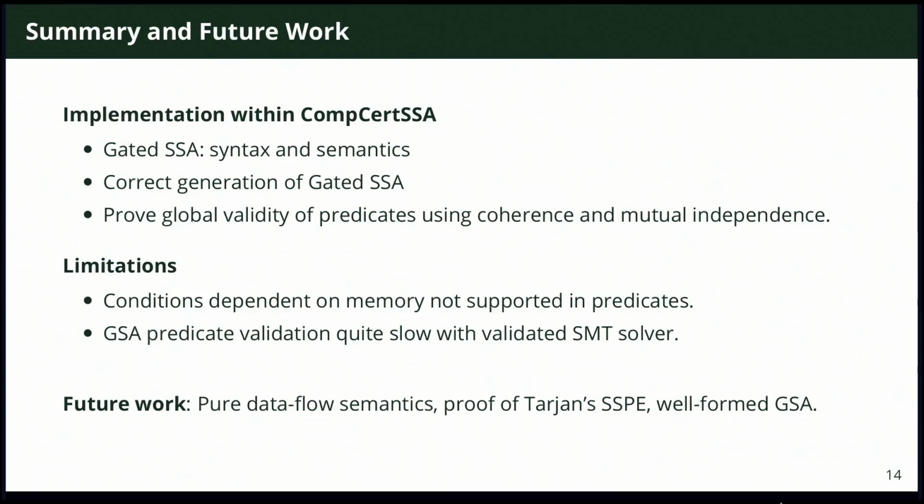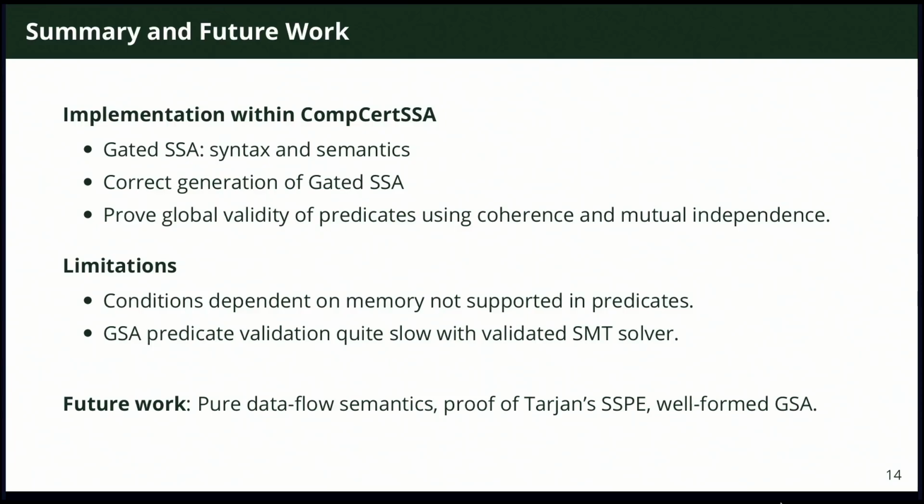Another future work, which we've started working on a bit, is to prove and formalize Tarjan's algorithm for the predicate generation, and this would speed up the compiler by a lot. The interesting thing to note is that this wouldn't have to change the proof much, because we could just prove our coherence and mutual independence using this formalization.